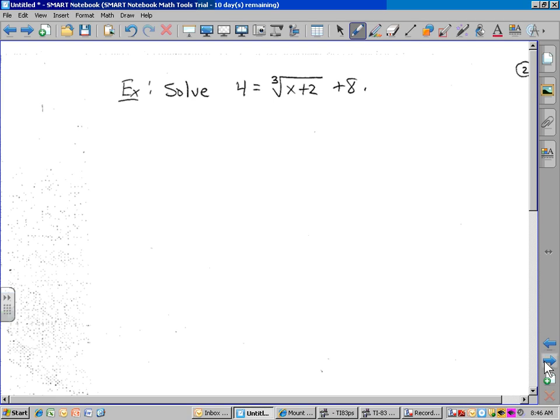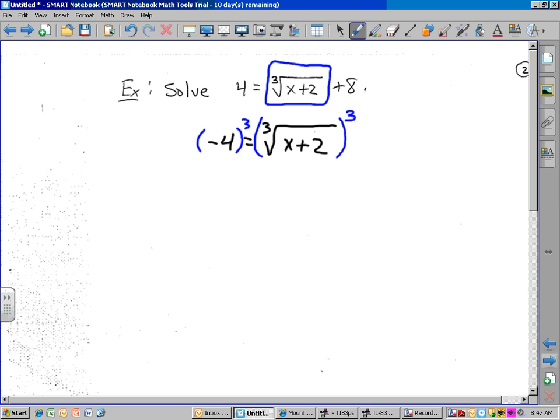Again, we're going to isolate the term that has the root in it. So we're going to isolate this. We have to subtract the 8 over. So negative 4 equals the cubed root of x plus 2. Now, in order to get rid of a square root, we squared both sides. So here, to get rid of a cubed root, we're going to cube both sides. If it was the 12th root, we would take both sides to the 12th power. That eliminates the radical.